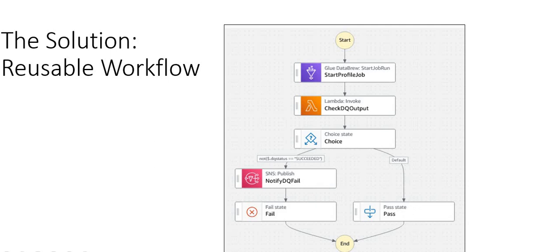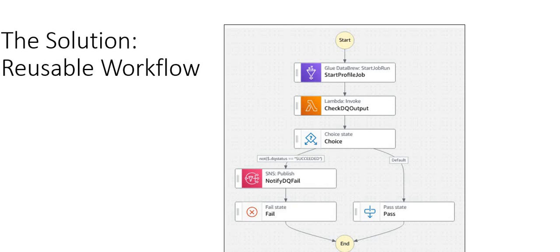So this is how you configure your reusable workflow. In the description box, you'll find a link where I'm providing the configuration of this reusable workflow in a JSON document. So you can use that to recreate this reusable workflow at your end, and you might add more functionality to make it better. I tried to build a bare minimum reusable workflow which can simply run a profile job, check the outcome of the profile job, and then determine whether the data quality check has failed or passed.